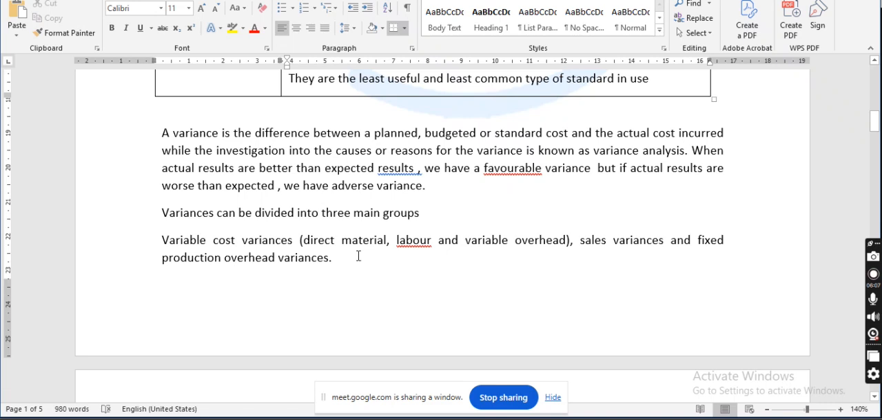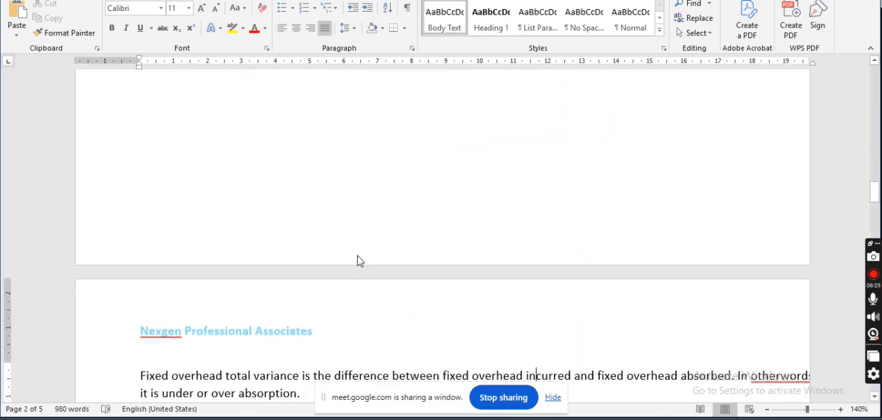However, variance can be divided into the material cost variance, the direct labor variance, the variable overhead variance, the sales variance, as well as the fixed production overhead variance. Class, I don't have any formula here, but the formula that we use, right?